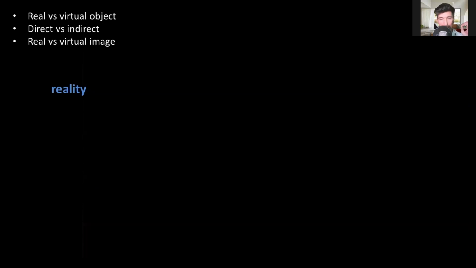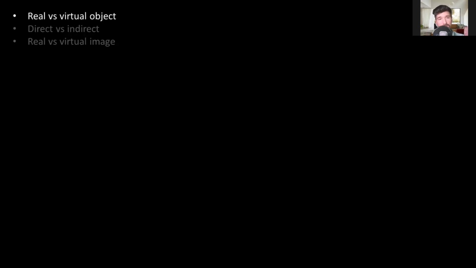So at this point, we've discussed the real and virtual object, direct and indirect viewing, and real and virtual images, but we have taken a look through the reality scope of it. So how do we describe this from the real world? However, in the reality-virtuality continuum, we have to take a look at the virtual part as well, and then see how we can discuss these topics from the virtual point of view.